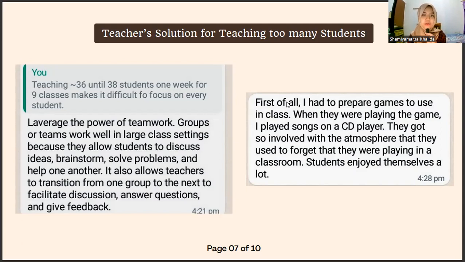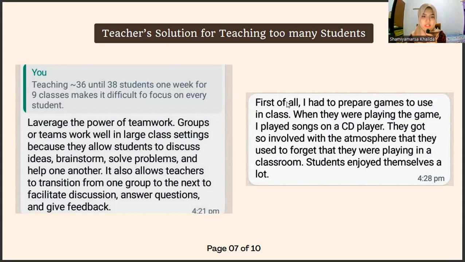Specifically, the teacher prepares games to use in class. When students play the game, the teacher plays songs on a CD player so that the students get involved with the atmosphere that they forget that they are playing in a classroom. And as the result, the students enjoy it a lot.